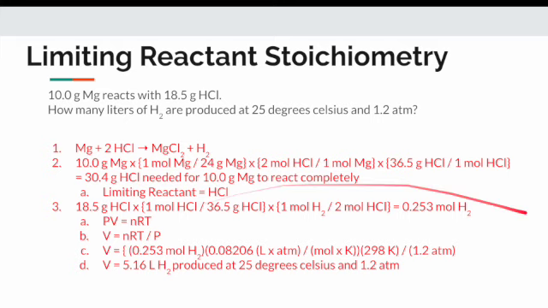N, number of moles, that's 0.253 moles of hydrogen gas. R, which is 0.08206, whatever units. And then from there, you multiply that by the temperature. 25 degrees Celsius plus 273, that is 298 Kelvin. And then we divide this all by the pressure, which in this case is 1.2 atm. And then from there, we find the total volume to be 5.16 liters of hydrogen gas produced at 25 degrees Celsius and 1.2 atmospheres in this reaction.